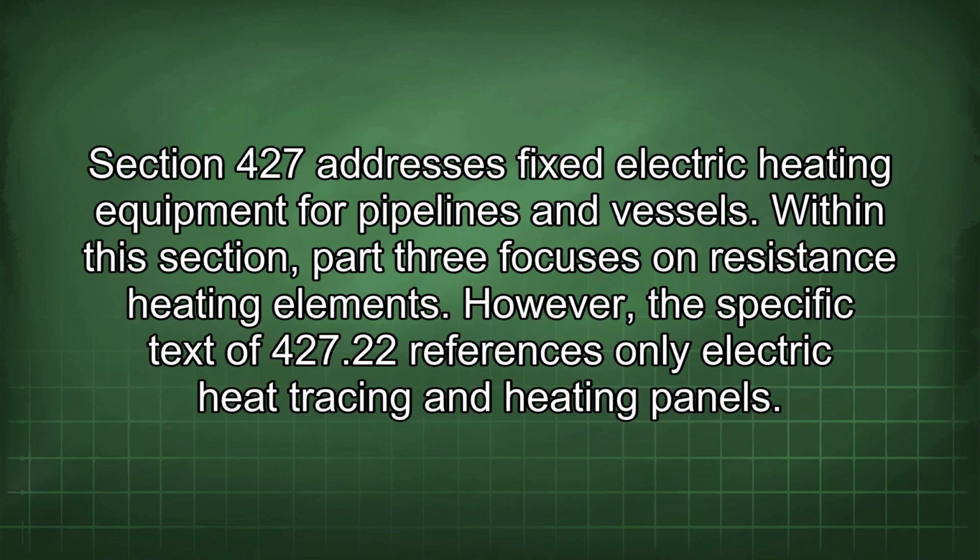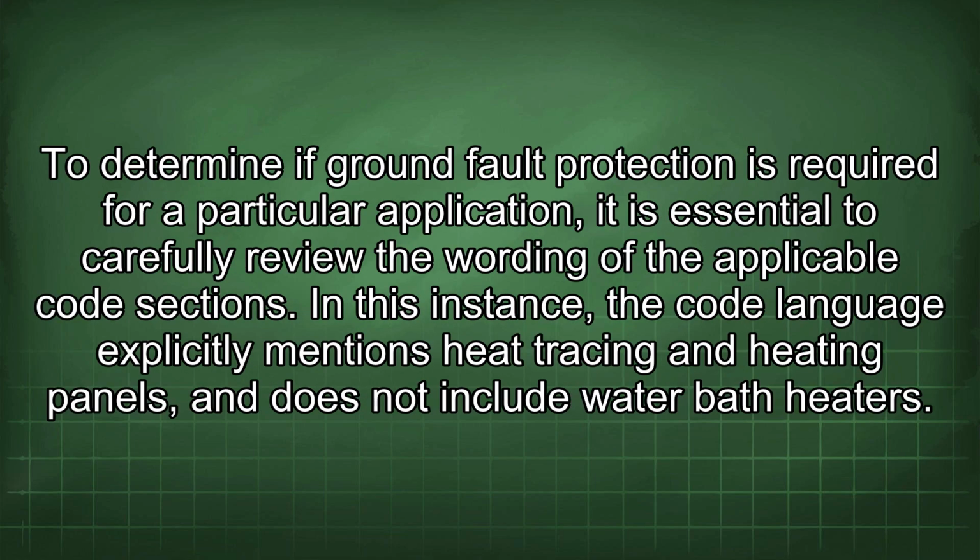Section 427 addresses fixed electric heating equipment for pipelines and vessels. Within this section, Part 3 focuses on resistance heating elements. However, the specific text of 427.22 references only electric heat tracing and heating panels. To determine if ground fault protection is required for a particular application, it is essential to carefully review the wording of the applicable code sections.